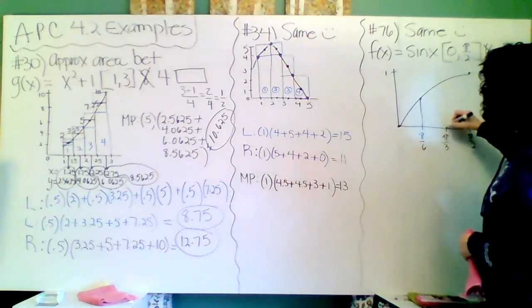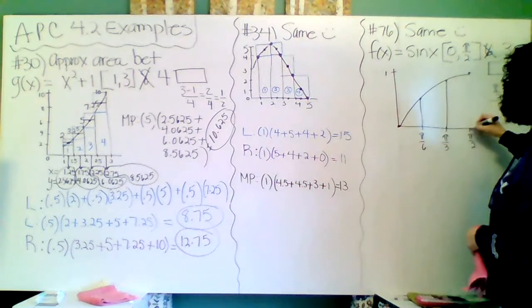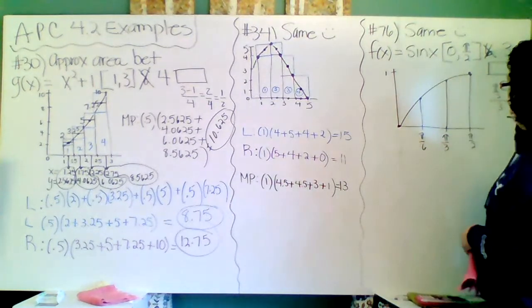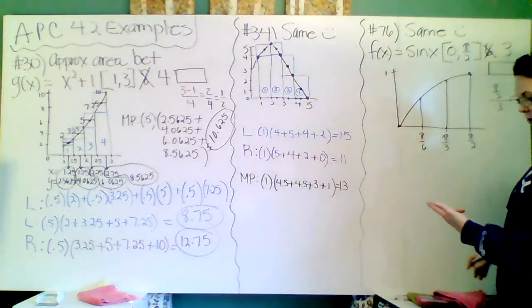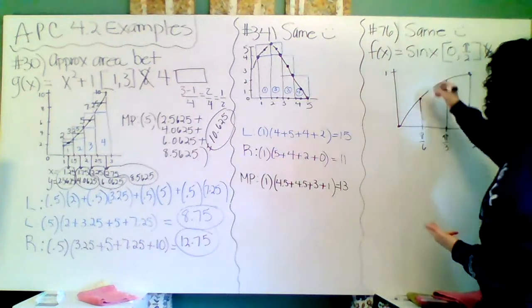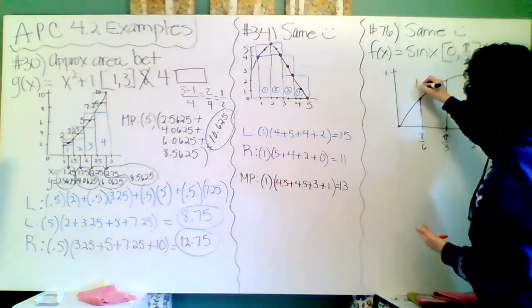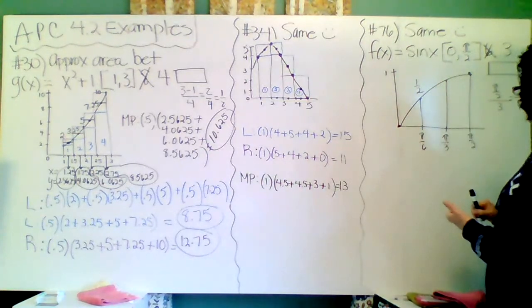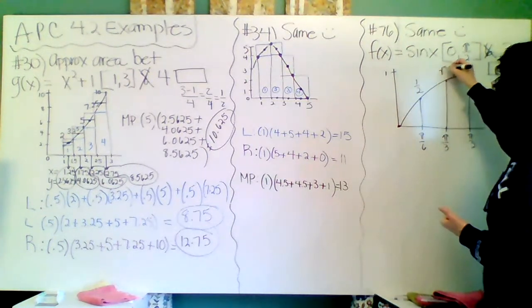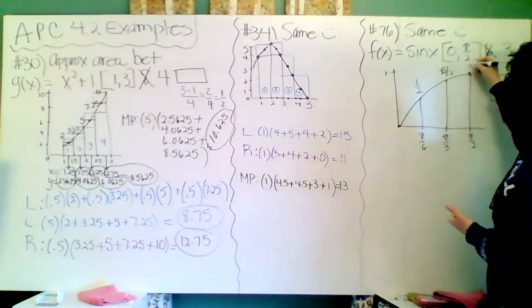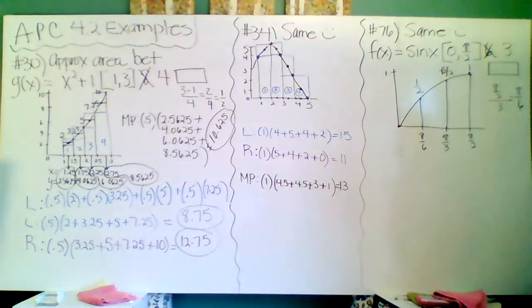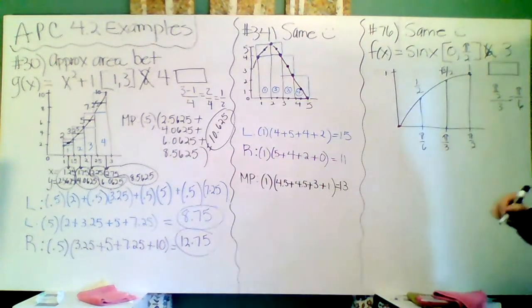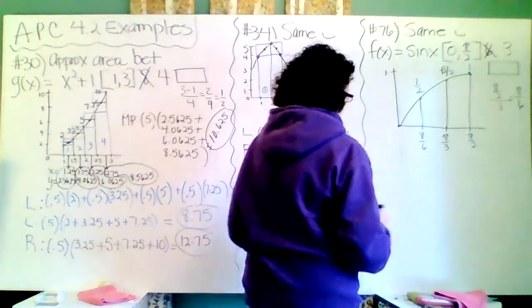Okay, let's go straight up. Let's get those values for the height. Sine of pi over 6 is 1/2, right? Sine of pi over 3 is the square root of 3 over 2. And of course, we already knew that sine at pi over 2 was 1. Okay, let's do left, right, and then midpoint.